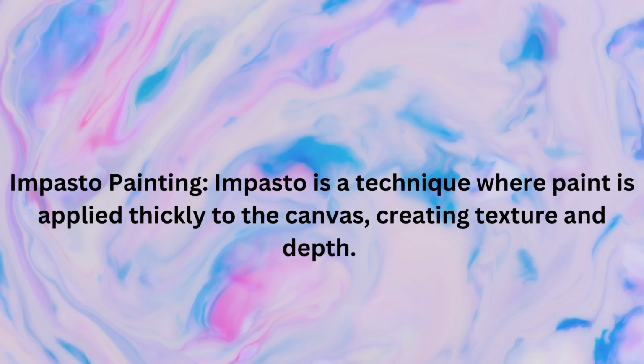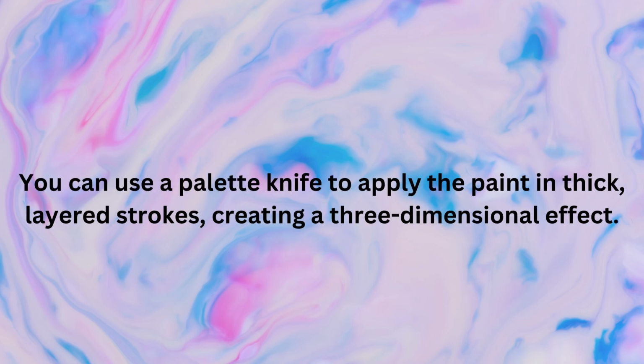Impasto painting. Impasto is a technique where paint is applied thickly to the canvas, creating texture as well as depth. You can use a palette knife to apply the paint in thick, layered strokes, creating a three-dimensional effect.